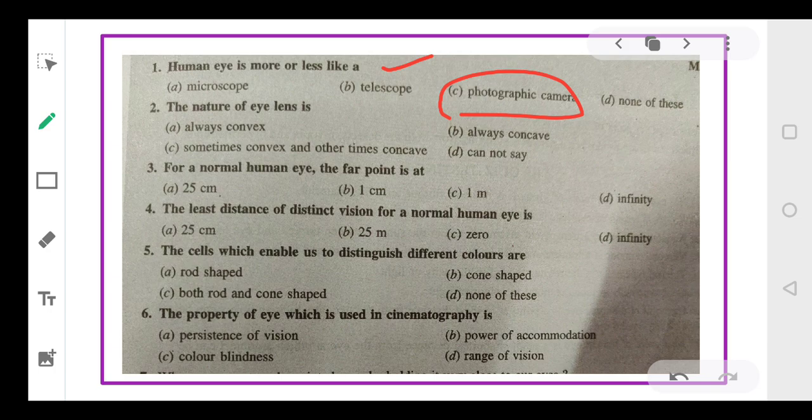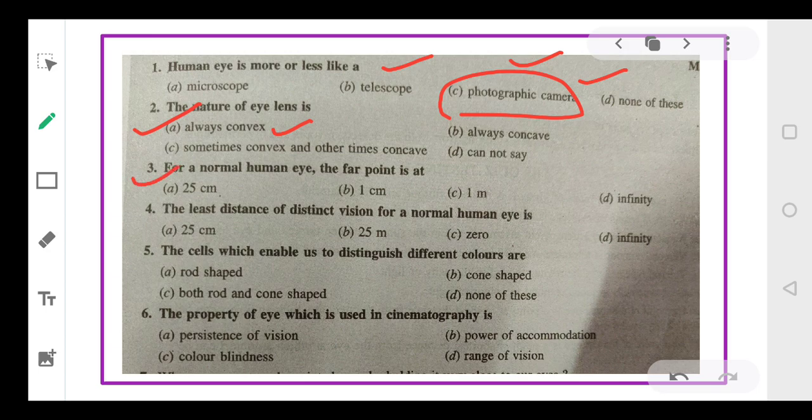Your eyes also have a lens. The camera also has a lens, isn't it? The camera lens is made up of glass, but the lens that you have in your eyes is made up of jelly-like substance. So our eyes resemble the camera, isn't it? The camera clicks the image, and our eyes also click the image. The nature of the lens of the human eye is, think, which type of lens is present in the human eye, dear students? It is always convex. Okay, we have a converging lens in our eyes, and that lens is a convex lens.